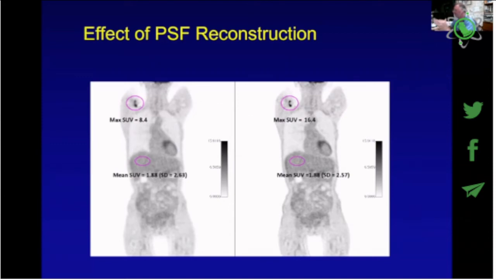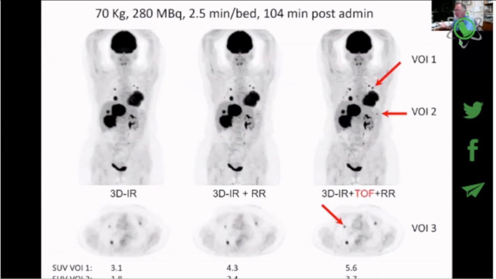We call that ringing artifact or a Gibbs artifact, because of that reconstruction approach. But if we combine all of these issues, this is a relatively old slide from Dr. Townsend. You can see standard image reconstruction, iterative reconstruction with resolution recovery in the middle panel, and with time of flight and resolution recovery, you can see that the tumors become much more clearly visible.